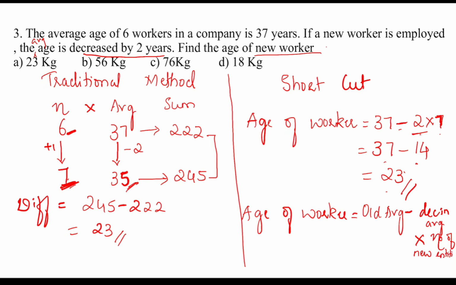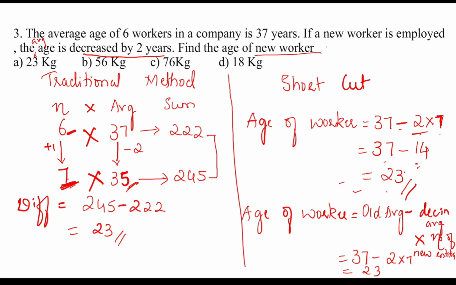Number of new entities is 7, isn't it? So it is old average minus decrease in average, which is 2, into number of new entities, which is 7. So when you solve this, you will get 23. In just one step we solved this problem. No need of multiplying here and all. It will take a lot of time. If you just know how to do this, in just a fraction of a second you can solve the problem and you can save a lot of time.